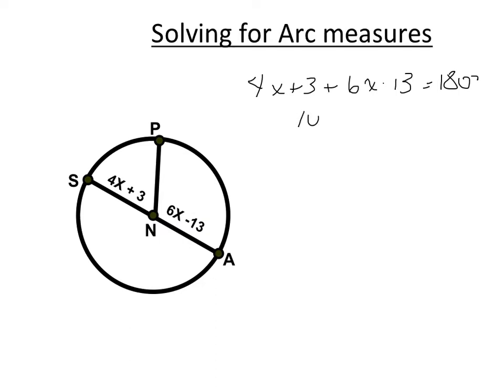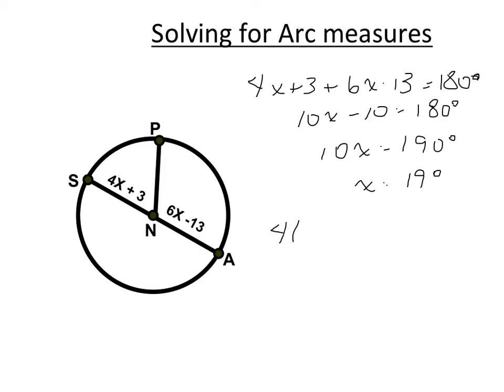So we have 10x minus 10 equals 180 degrees. So we'll have 10x is equal to 190 degrees. So x is equal to 19 degrees. Now, that's nice. What we can do with this now is plug in 19 degrees into each of our expressions to find out the measure of the associated angles.